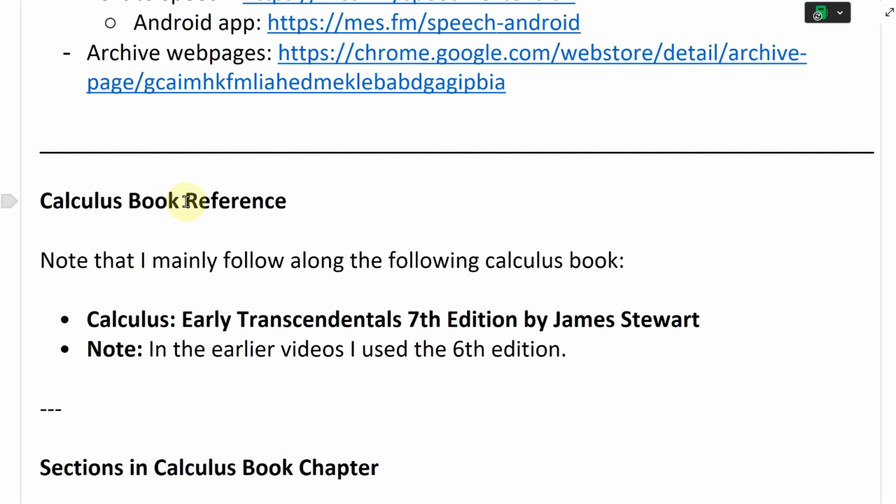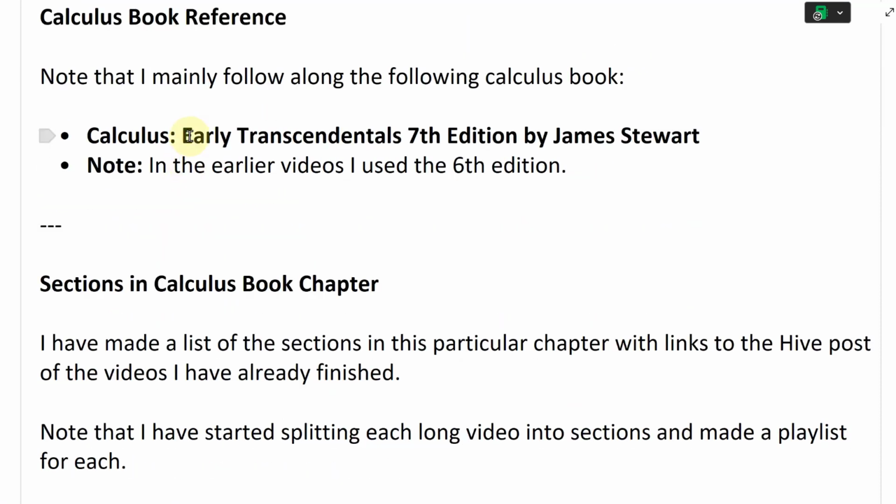So, calculus book reference. Note that I mainly follow along the following calculus book, and this is Calculus Early Transcendentals, 7th edition by James Stewart. And note, in the earlier videos, I used the 6th edition.